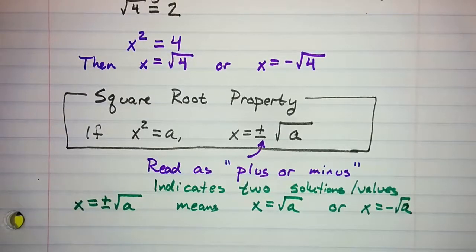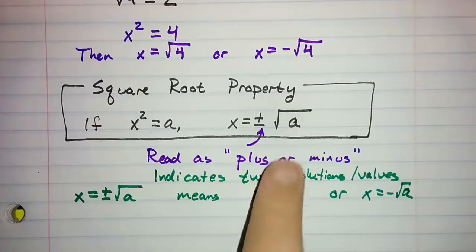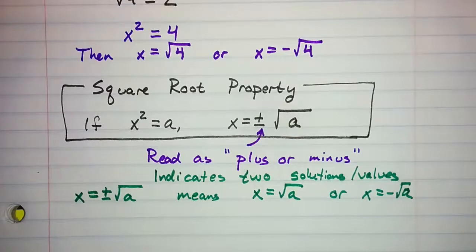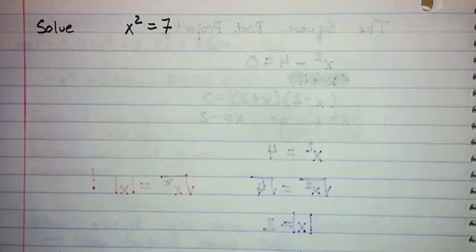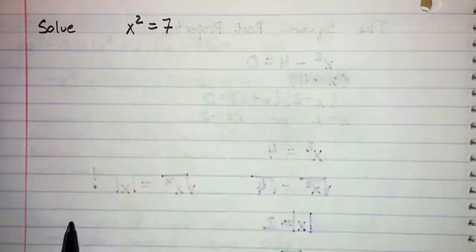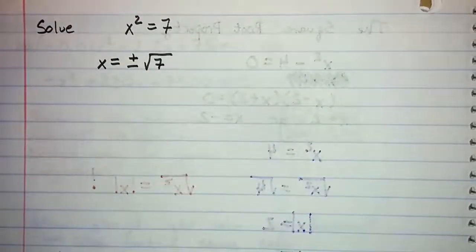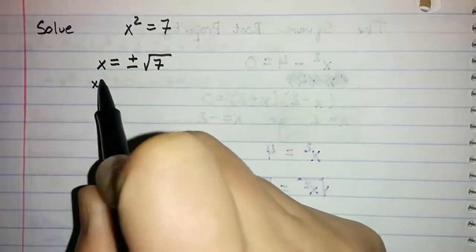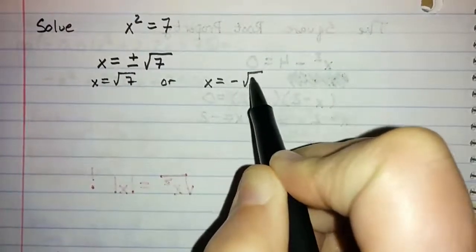All right, so there's something nice about this. The nice thing about this is this works even if a is not a perfect square. So that means, for example, I can now solve the equation x squared equals 7. Using the square root property, if x squared equals 7, x equals positive or negative the square root of 7. That is, x equals the square root of 7, or x equals the negative square root of 7.